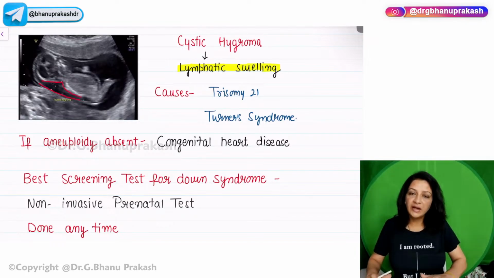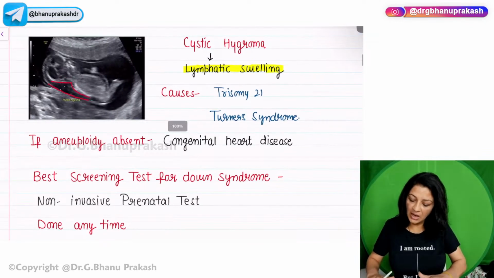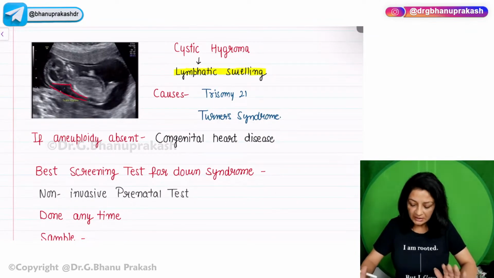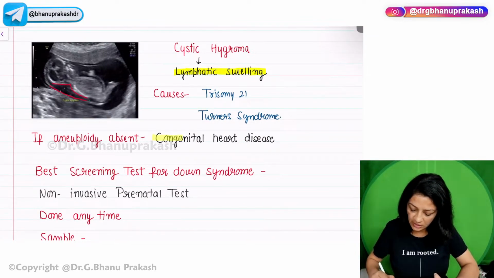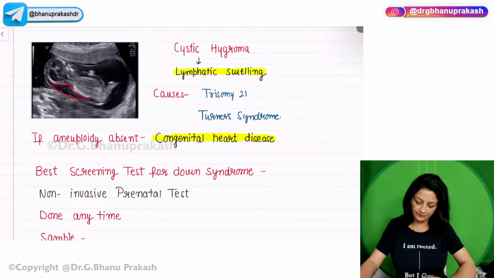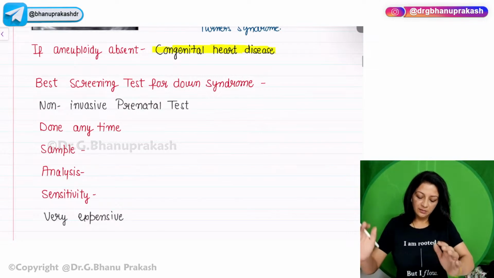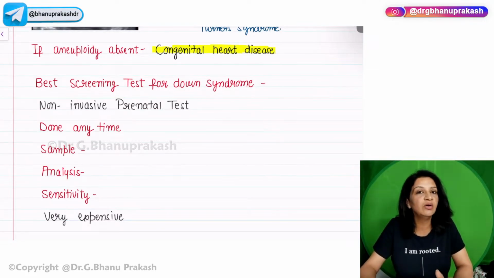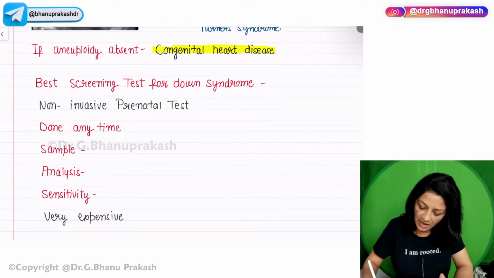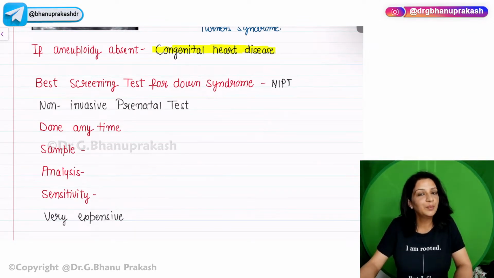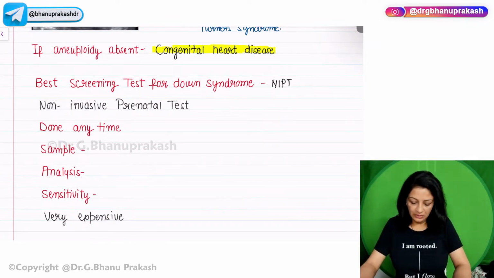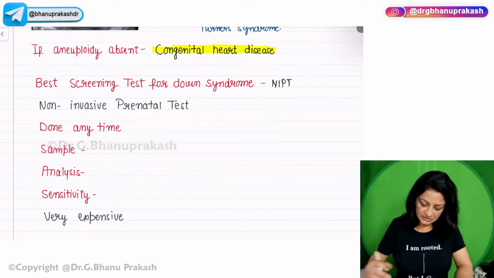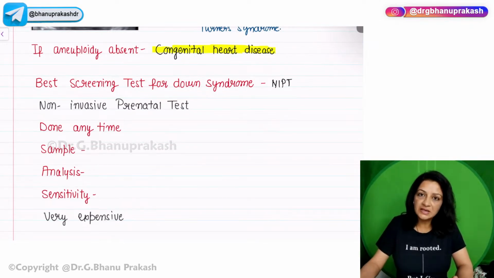If aneuploidy is absent, means यहाँ पे डाउन सिंड्रोम भी नहीं है, टर्नर सिंड्रोम भी नहीं है, then cause क्या हो सकता है यहाँ पे? Congenital heart disease, fetal congenital heart disease. So best टेस्ट कौन सा हुआ फॉर द स्क्रीनिंग ऑफ डाउन सिंड्रोम? That is NIPT. NIPT, नॉन इन्वेजिव प्रीनेटल टेस्टिंग, done any time. इसको हम कभी भी कर सकते हैं.